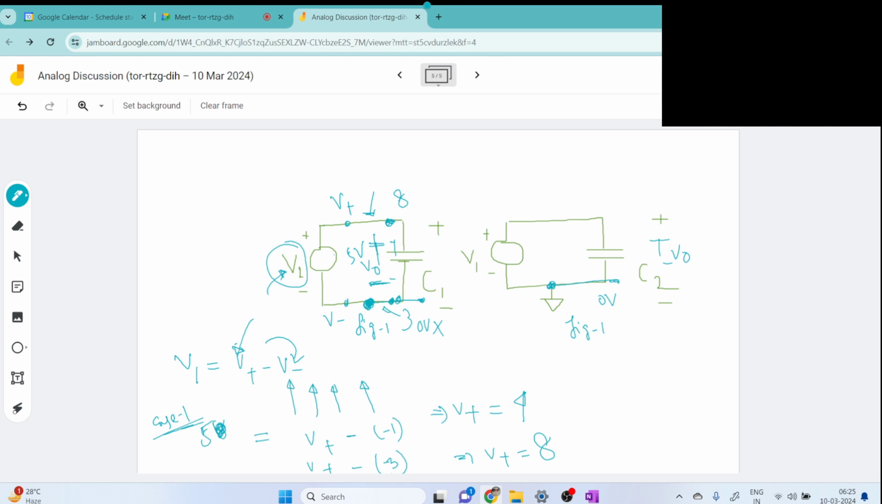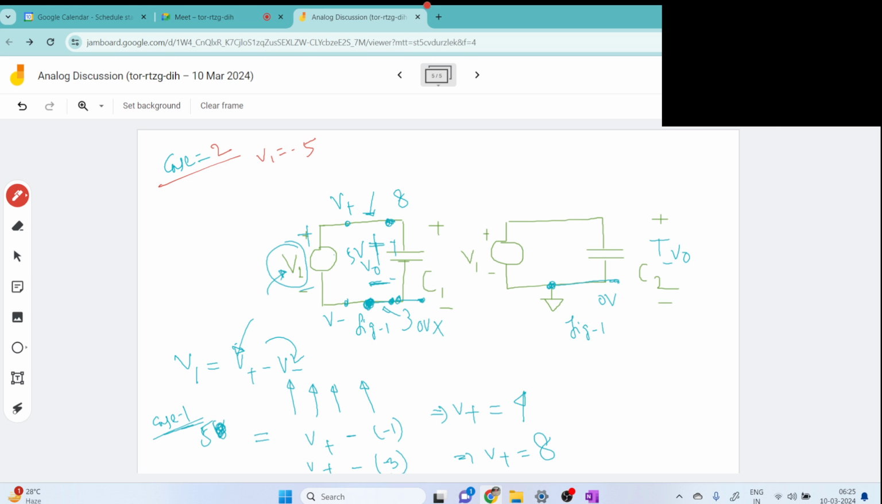Now in this second case, case 2, the polarity will be the same. Take one different color for case 2. Okay, this is for case 2. So now in case 2, our V1 is minus 5 volt.